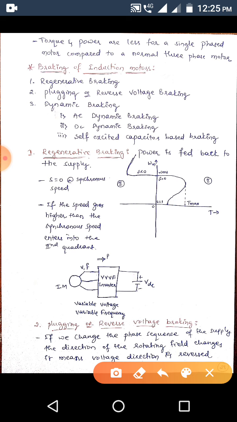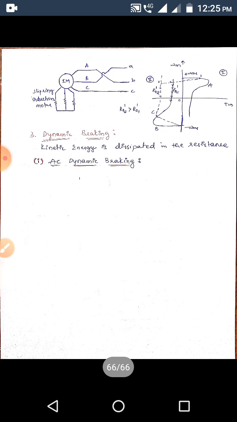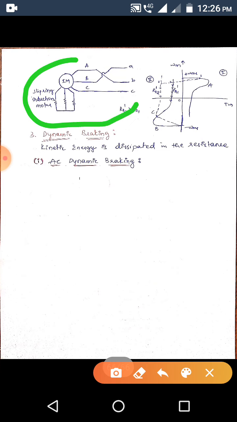So let us see the next one, plugging or reverse voltage braking. Let us explain that by using the induction motor. If we change the phase sequence of the supply, the direction of the rotating field changes. That means the voltage direction is reversed in the winding. So let us consider the induction motor.